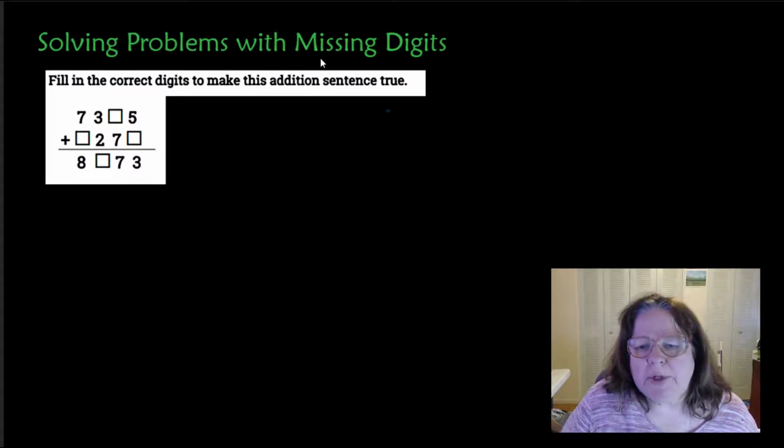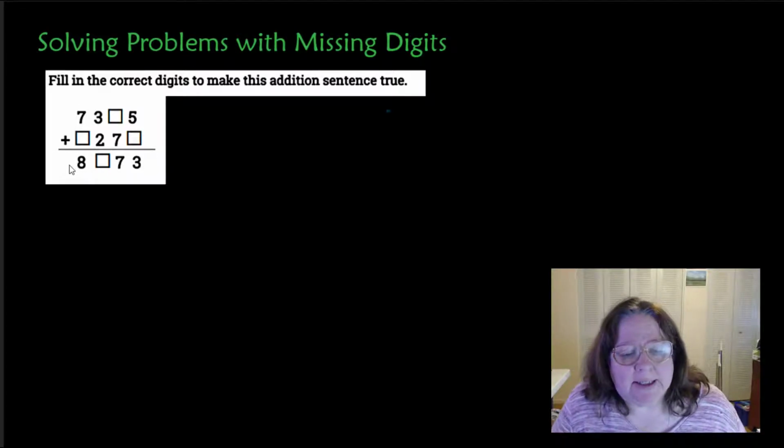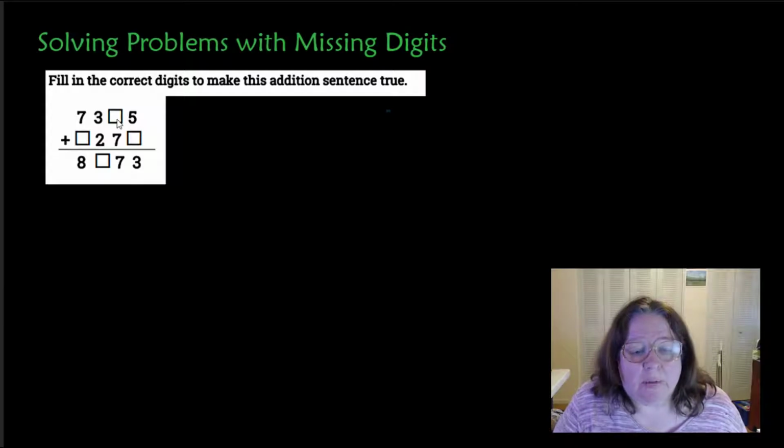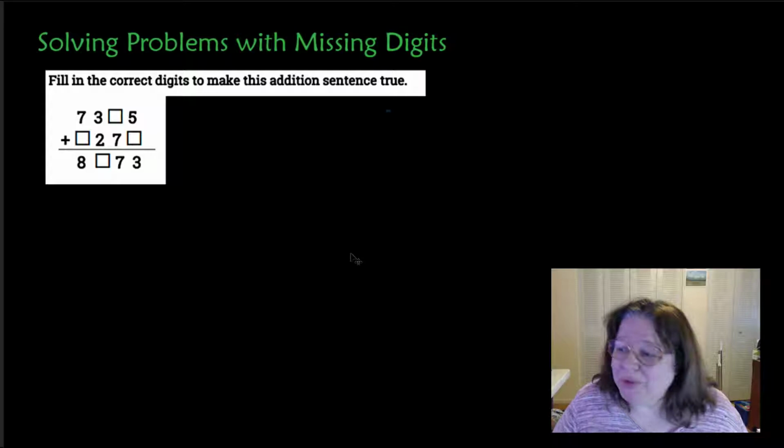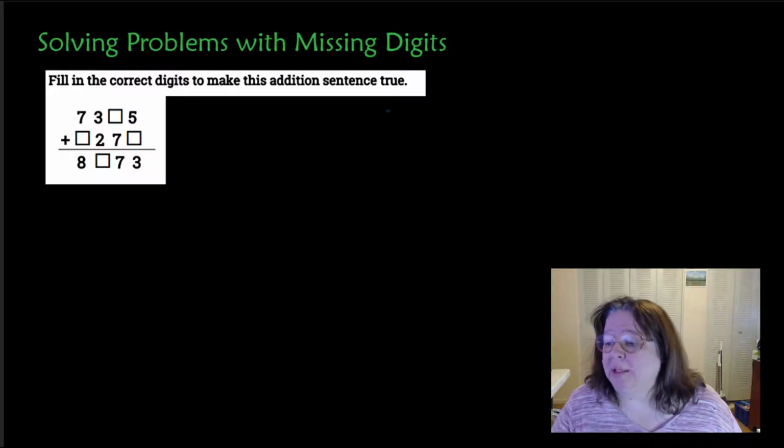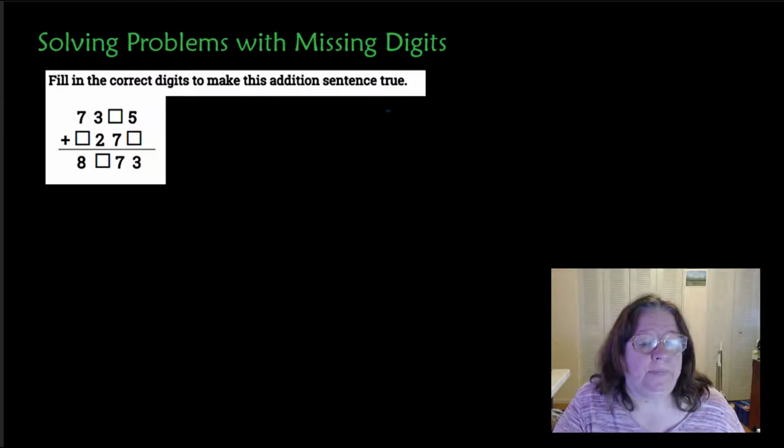Solving problems with missing digits. Let's say that you have this problem in your homework or on a test, and it's an addition problem, but there are some numbers missing. How do you solve that? Well, that's what we're going to look at today.